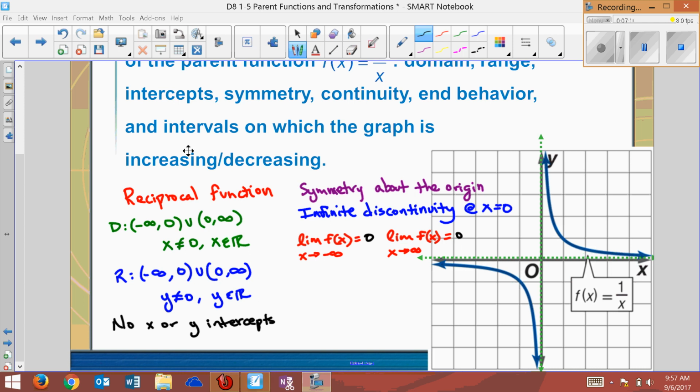Okay? And finally, intervals on which the graph is increasing or decreasing. On the left, it looks like it's decreasing. On the right, it's also decreasing. So it's decreasing on the domain. So you could say decreasing over the entire domain, or you could just list out what the domain is. Again, it was x does not equal 0. I think that's the easier way of writing it this time. Now you try this next one.